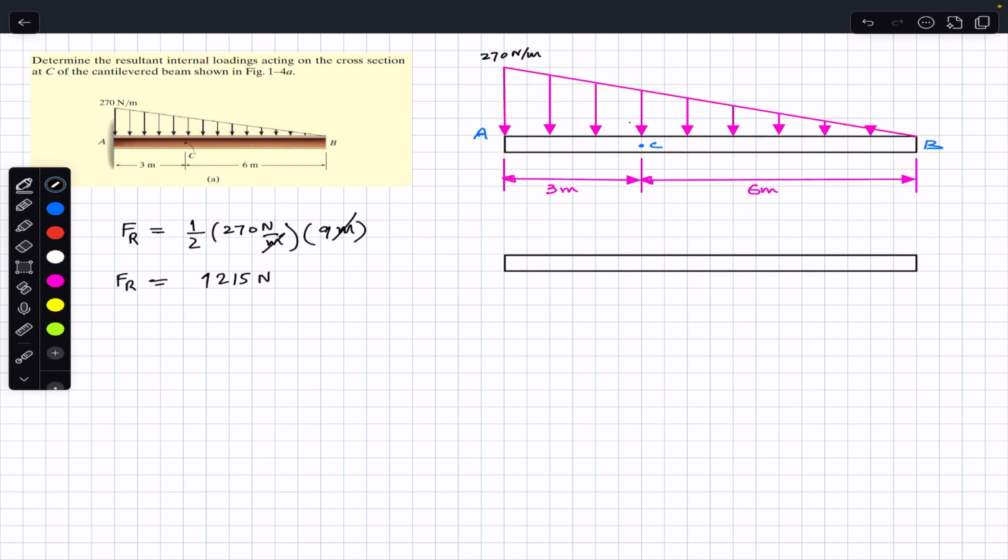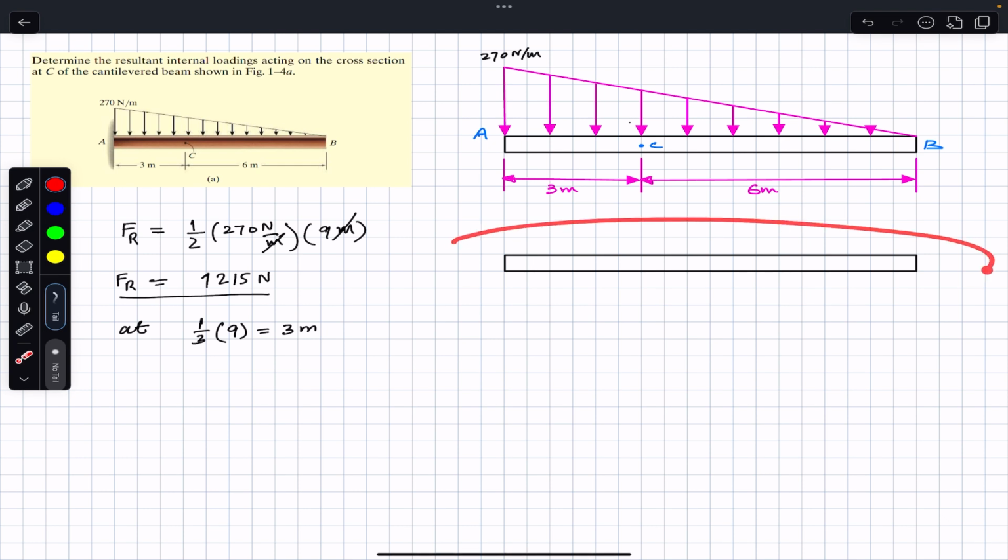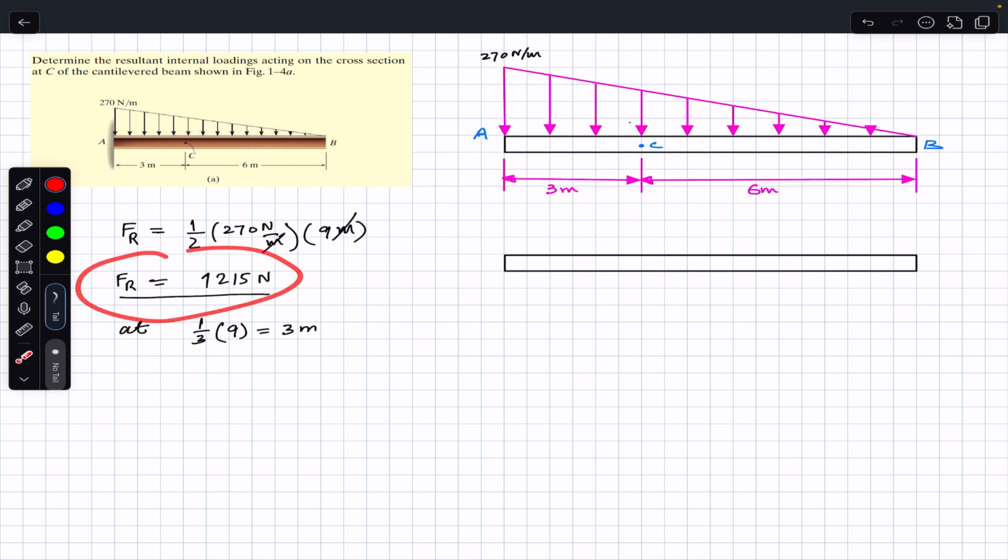So we can say that this resultant force will be acting at 1/3 of the height of a triangle, or we can say of the length of this beam, which is 9. So this is equal to 3 meters. So now we have to consider this diagram, this free body diagram. We have to draw this resultant force at a distance of 3 meters from end A.